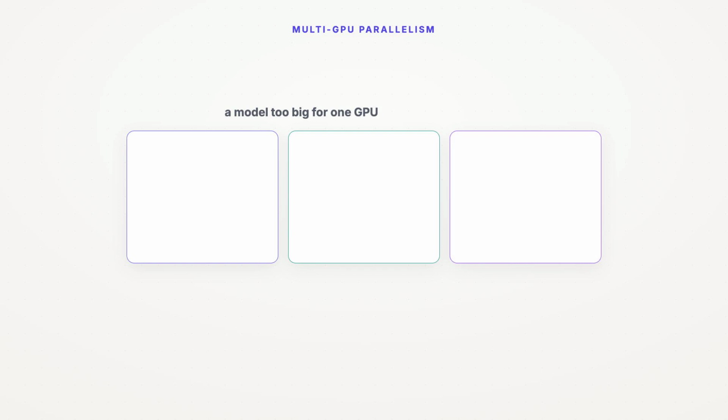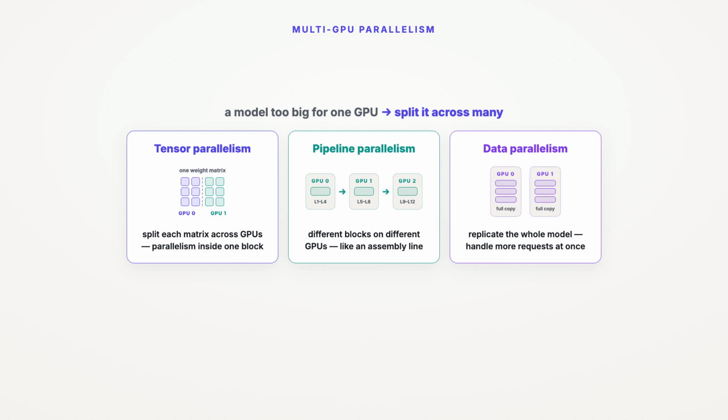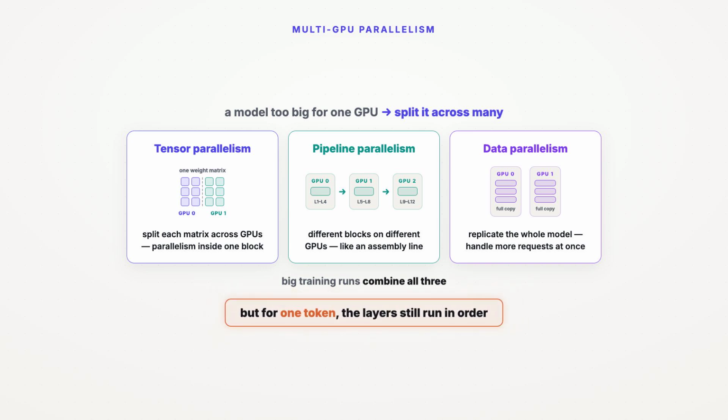When a model won't fit on one GPU, you split it. Tensor parallelism cuts each matrix into pieces across GPUs. Parallelism inside a block. Pipeline parallelism gives different GPUs different blocks. A token flows down the line like an assembly line. Data parallelism replicates the whole model to handle more requests at once. Big training runs combine all three. But none of them break the rule. For one token, the layers still run in order.